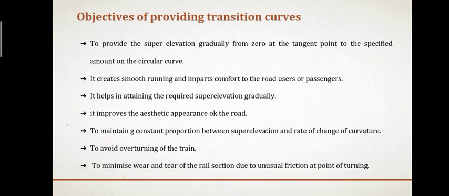Next is to minimize wear and tear of the rail sections due to the unusual frictions at the point of turning. Right, you will study this in depth, about the friction and wear and tear of the rails by the train on the curves, in the next year, right. So these are your objectives, why you have to provide the transition curve, and this is the end of your chapter, that is curve.